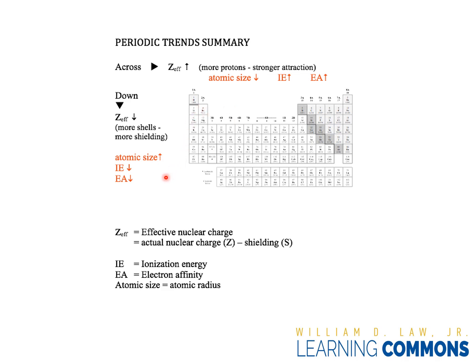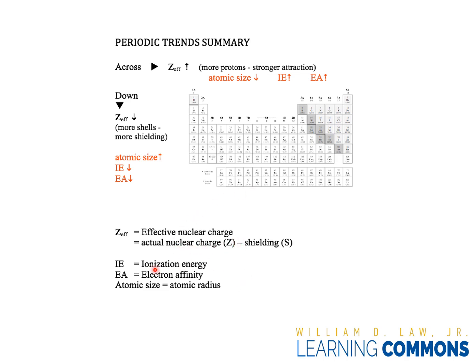Okay, that means if we go from the top down, the ionization energy and the electron affinity decrease. That means the atomic size increases if I go from top to bottom. And the effective nuclear charge also decreases if you go down, because there are more electrons and more electron shielding, so the effective nuclear charge becomes less.